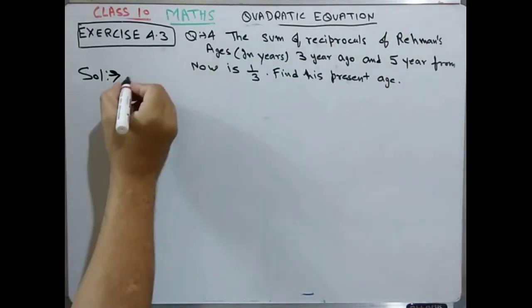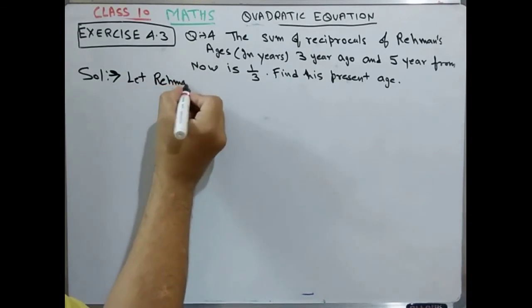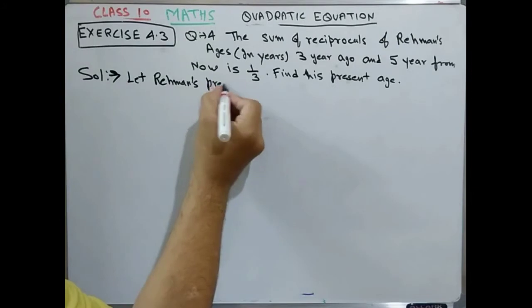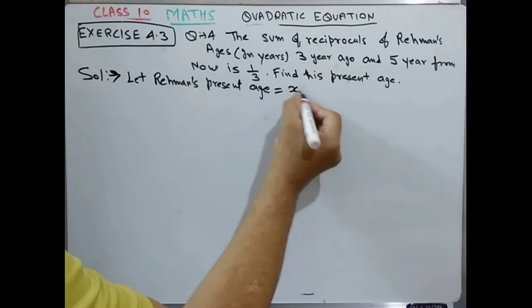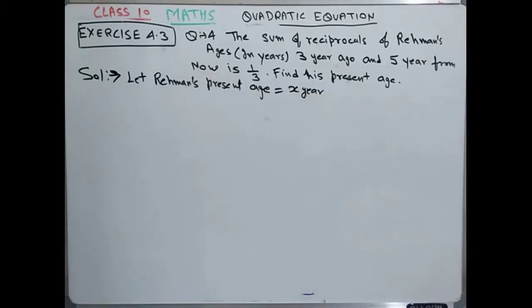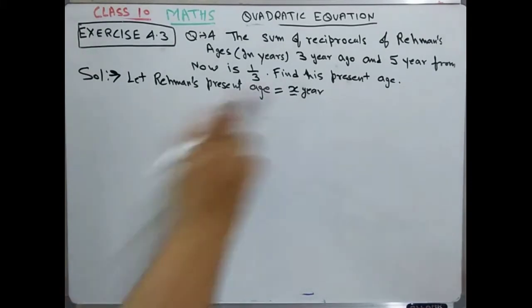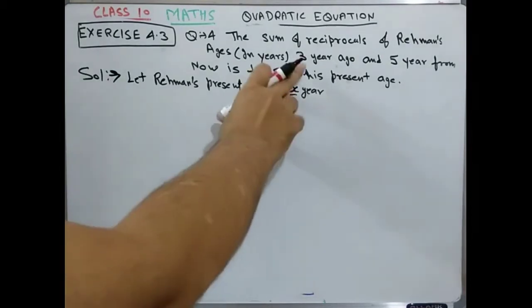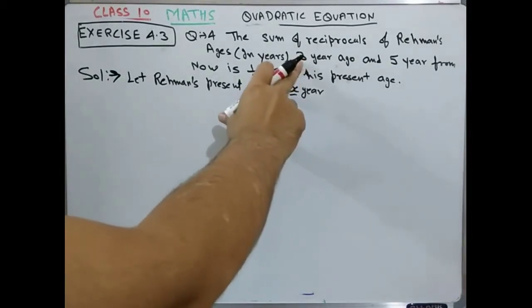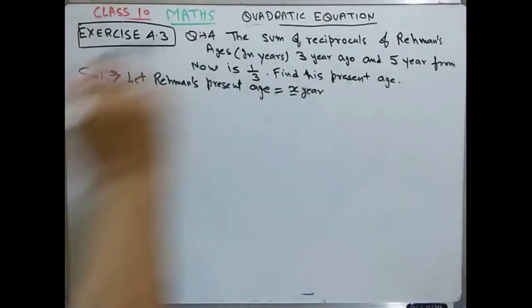So we will assume, let Rahman's present age be x years. Okay, so we have now assumed that the age of Rahman at present is x years. Now see what he is giving in this particular statement. He is saying that the reciprocals of his age 3 years ago and 5 years from now, if we add them, then we'll get 1/3.